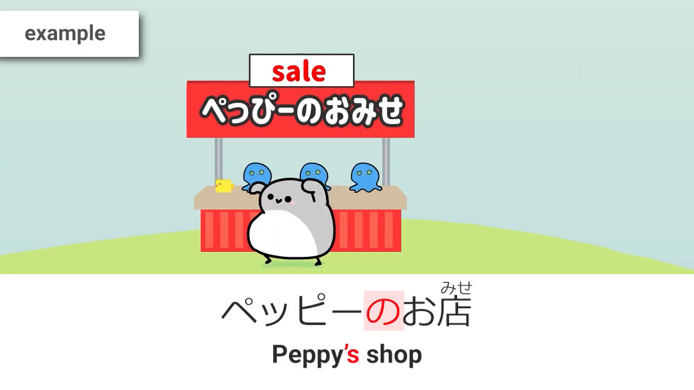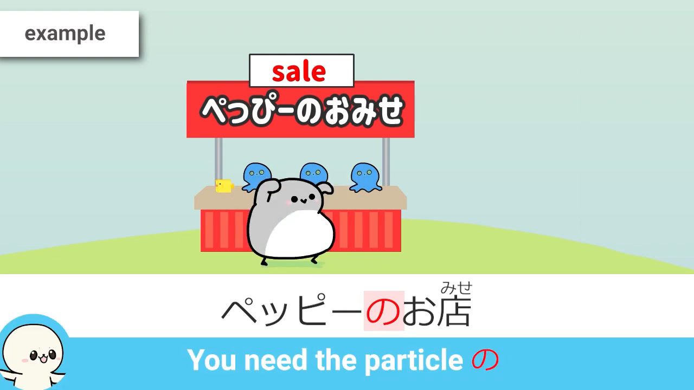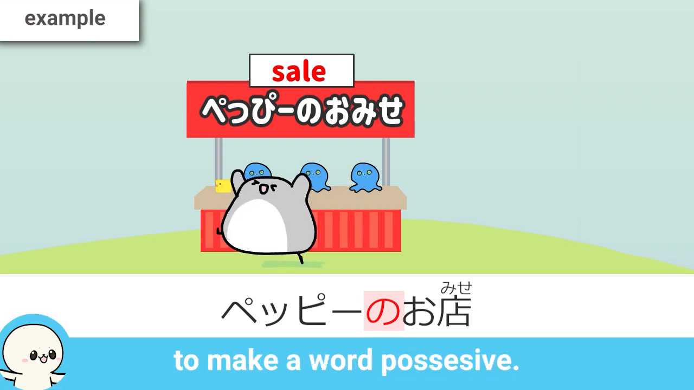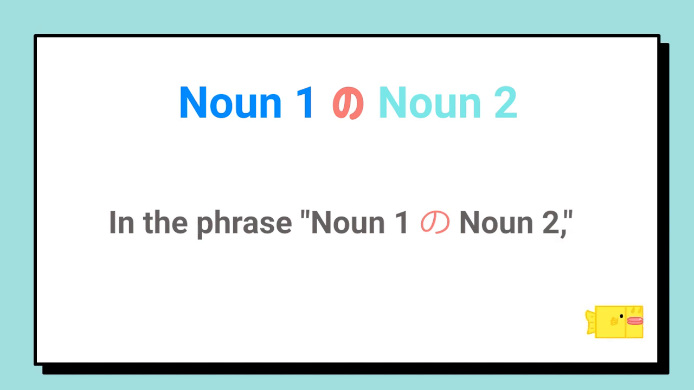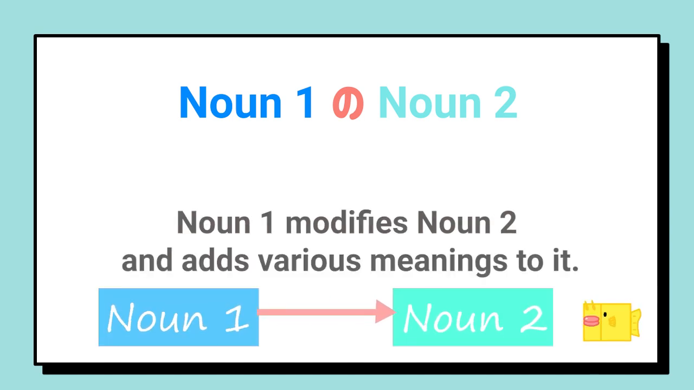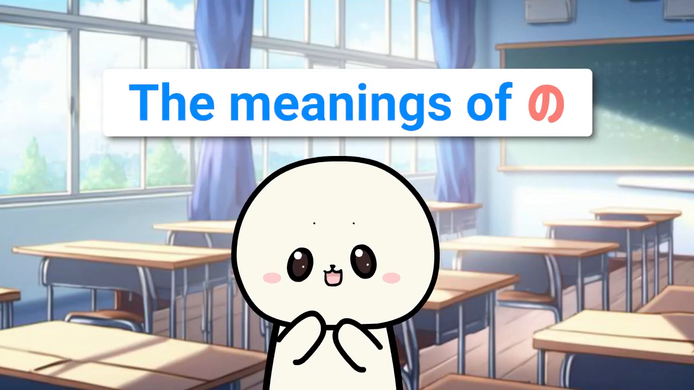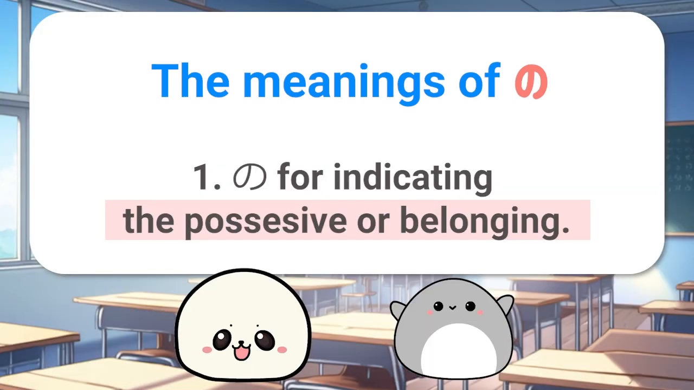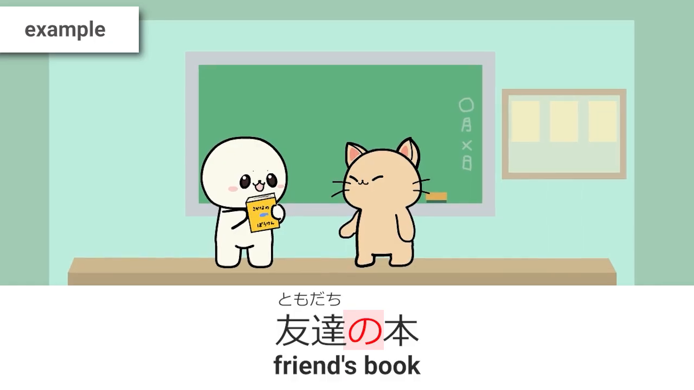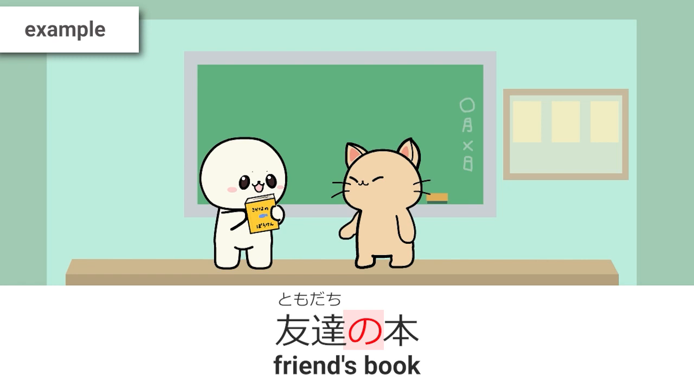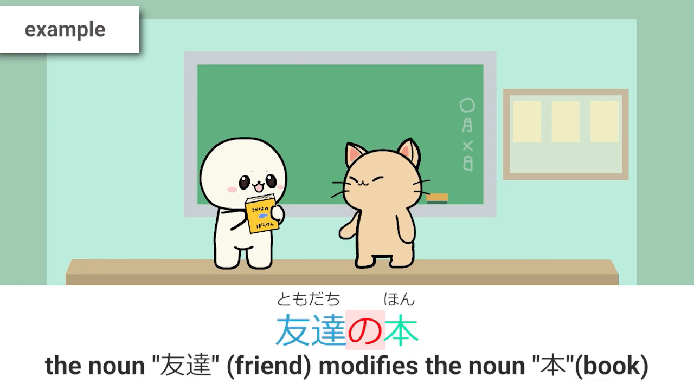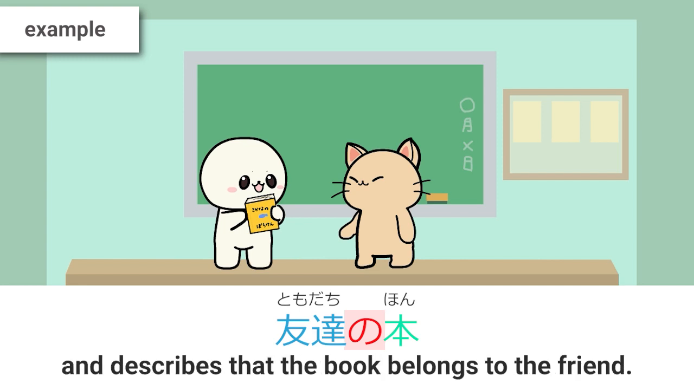ペッピーのお店。You need the particle no to make a word possessive. In the phrase noun1 の noun2, noun1 modifies noun2 and adds various meanings to it. Then let's check the meanings of no between nouns. Number 1. No for indicating the possessive or belonging. 友達の本。The noun 友達 modifies the noun 本 and describes that the book belongs to the friend.